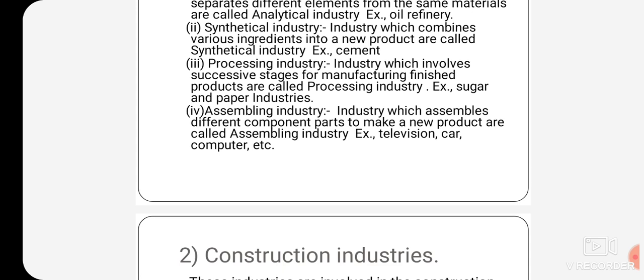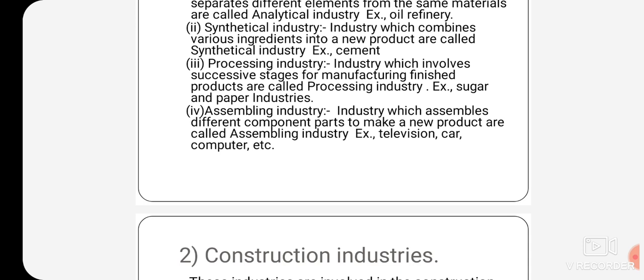So the last one under this manufacturing industry, that is assembling industry. So the term itself indicates assembling industry. So these industries assemble different component parts to make a new product. These industries are going to assemble different parts, means different components, different spare parts, different tools to prepare or to make a new product. And here we can see this type of assembling industry. We can see mobile industry.